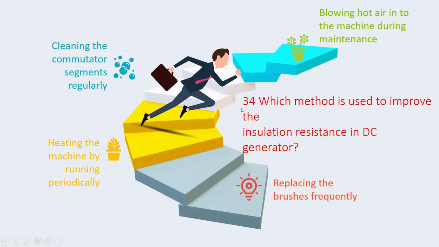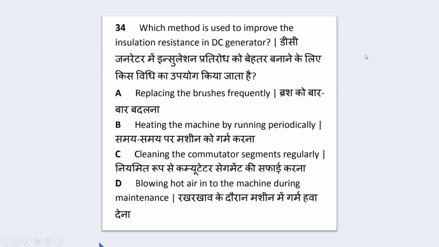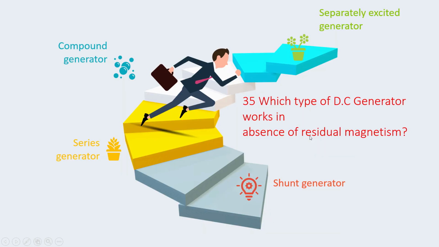This is question number 34. Which method is used to improve the insulation resistance in a DC generator? Replacing the brush frequently, heating the machine by running periodically, cleaning the commutator segment regularly, blowing hot air into the machine during maintenance. The answer is blowing hot air into the machine during maintenance.